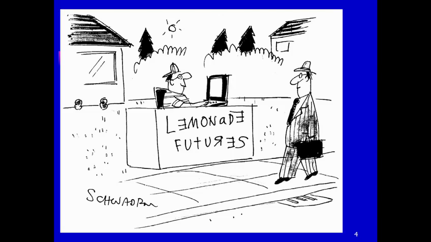So this cartoon is from the United States, and in the US, when it gets very hot during summer, it's quite common that kids, so here you've got a young boy, will try to sell lemonade on the street to people that walk by. But this boy here is quite entrepreneurial. He's gone one step further. He is not selling lemonade. He's selling lemonade futures.